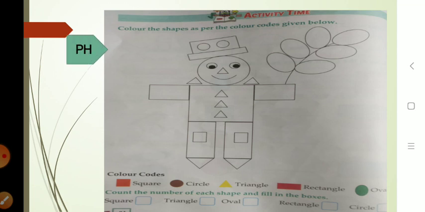Now students, we have completed our 7th lesson. Next we will start with our new lesson, chapter 8, patterns.